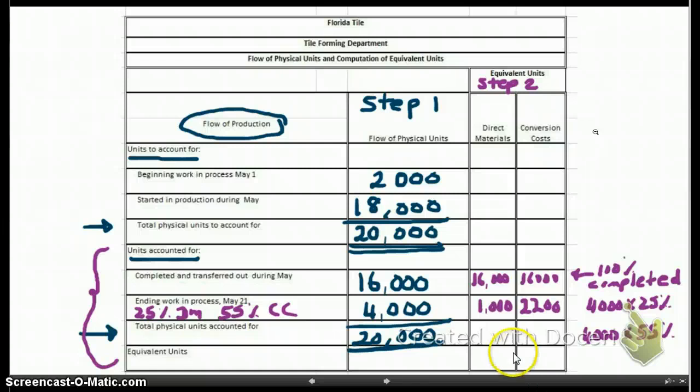Then you total it up at the bottom, and you have total equivalent units for direct materials of 17,000, which is adding your completed and your ending work in process. And for your conversion cost, you have 18,200 equivalent units. This completes steps 1 and 2. Be sure to copy this down in your notebook, because we will be using the same steps for every single problem in process costing.